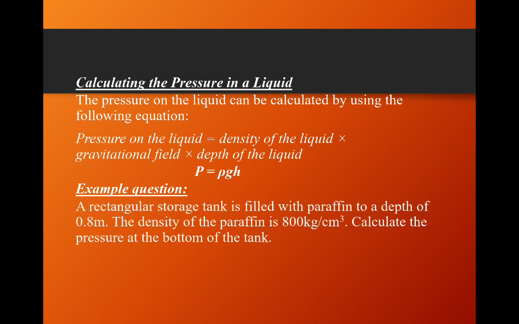So we have a question. A rectangular storage tank is filled with paraffin to a depth of 0.8 meter. So we got the depth, which is 0.8 meter. The density of the paraffin is 800 kg per meter cube. We got the density as well, which is 800 kg. Calculate the pressure at the bottom of the tank. So 800 multiplied by 10, or you can take 9.8, which is the gravitational field. If we round it off, it's 10. 800 multiplied by 10 into 0.8 is 6400 pascals.